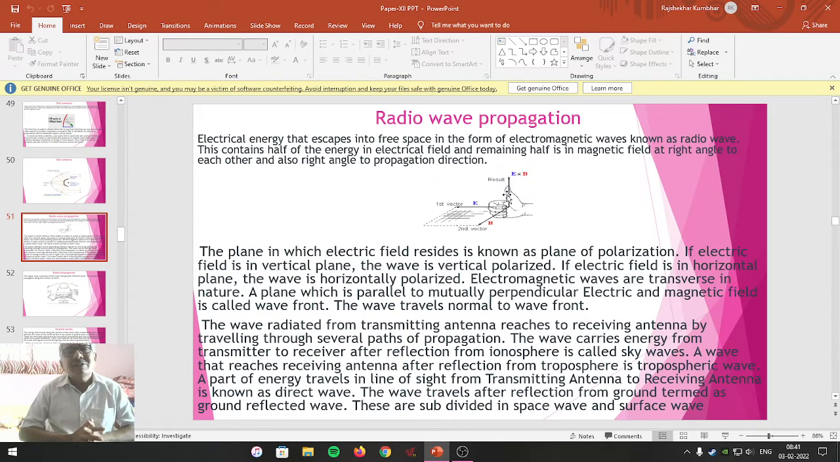Let us proceed further. Let us see some definitions related to radio wave propagation.